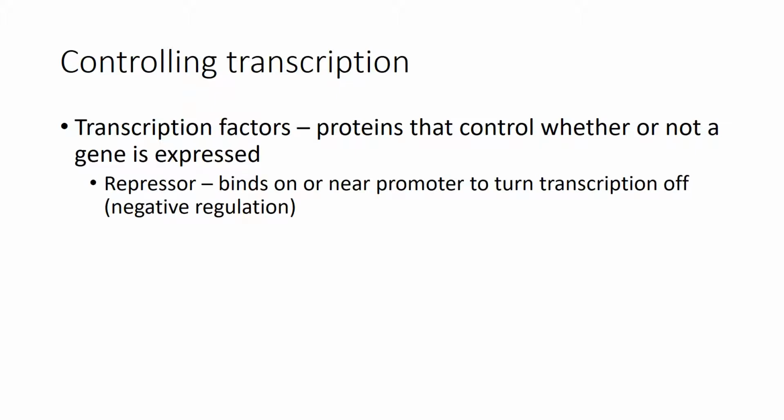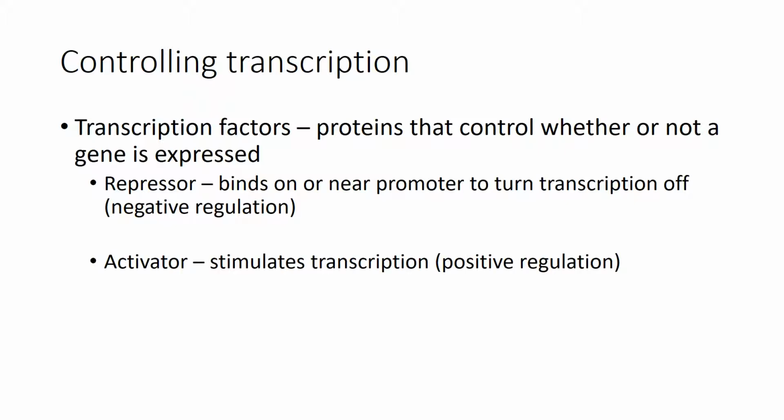We can have either a repressor. A repressor is going to repress transcription, or in other words, it's going to stop transcription from occurring. We can call this negative regulation when transcription is blocked from happening. We can also have an activator. An activator is something that's going to turn transcription on, and that would also be called positive regulation.